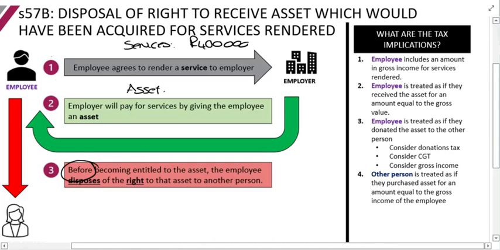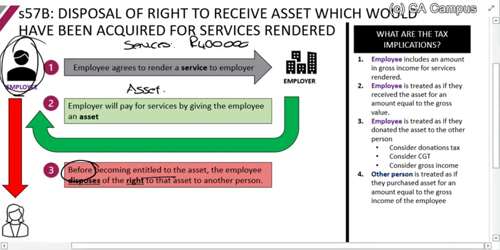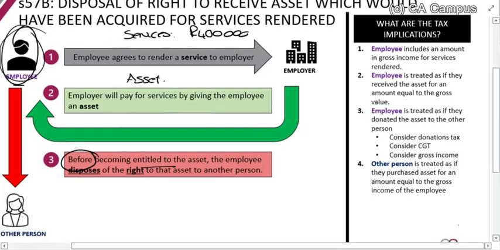Then, before this employee becomes entitled to the asset, so for example, this employee said, I will do this service for you and it will take me 2 months. They only become entitled to the payment after the 2 months. Before they become entitled to it, this employee disposes of this asset to another person.